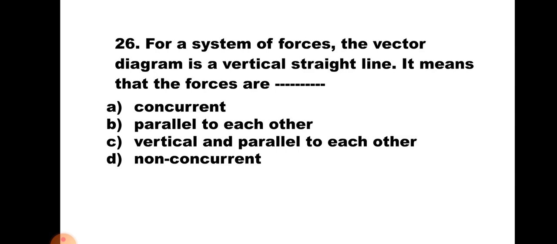Question number 26. For a system of forces, the vector diagram is a vertical straight line. It means that the forces are: A, concurrent; B, parallel to each other; C, vertical and parallel to each other; and D, non-concurrent. Now here the vector diagram is given, and the vector diagram is a vertical straight line.